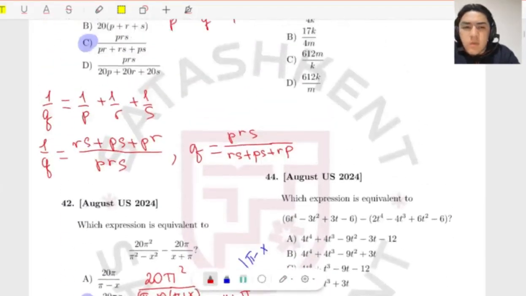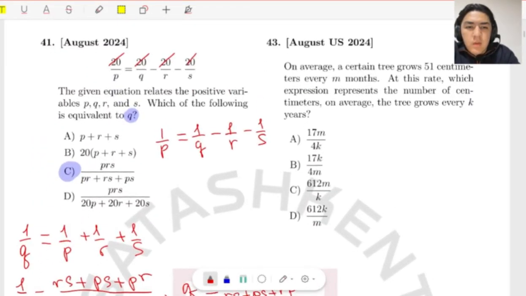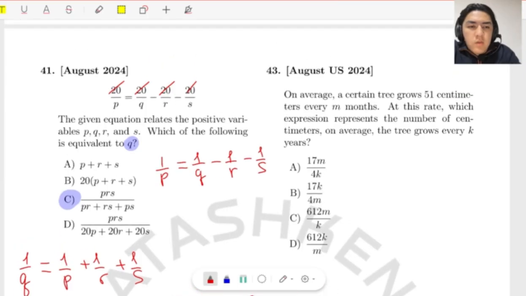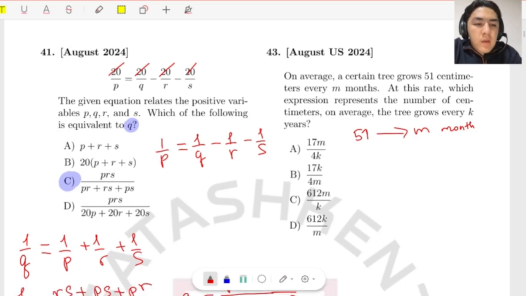Question number 43. On average, a certain tree grows 51 centimeters every m months. Okay, 51 every m months. At this rate, which expression represents the number of centimeters on average the tree grows every k years? It is asking me in years.